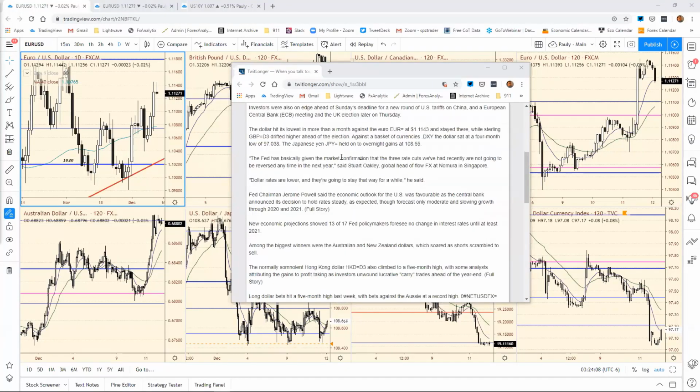The dollar hit its lowest in more than a month against the euro at 1.1143 and stayed there, while sterling drifted higher ahead of the election. Against a basket of currencies, the dollar hit a 4-month low of 97.03. The Japanese yen held up overnight gains at 108.55.